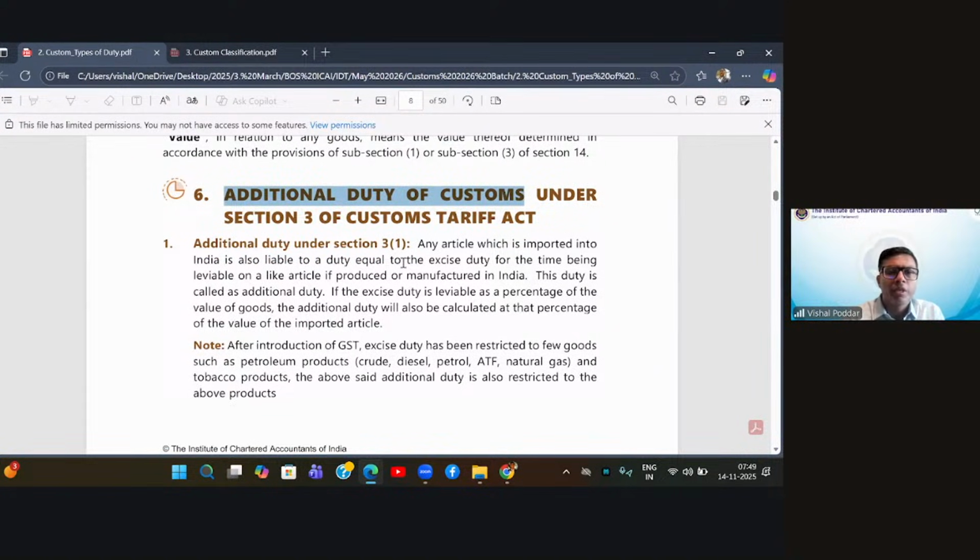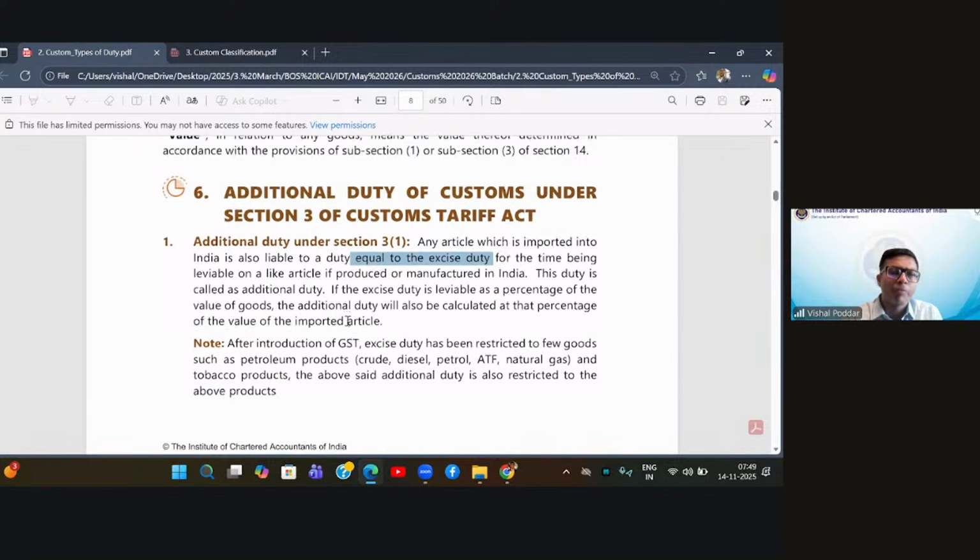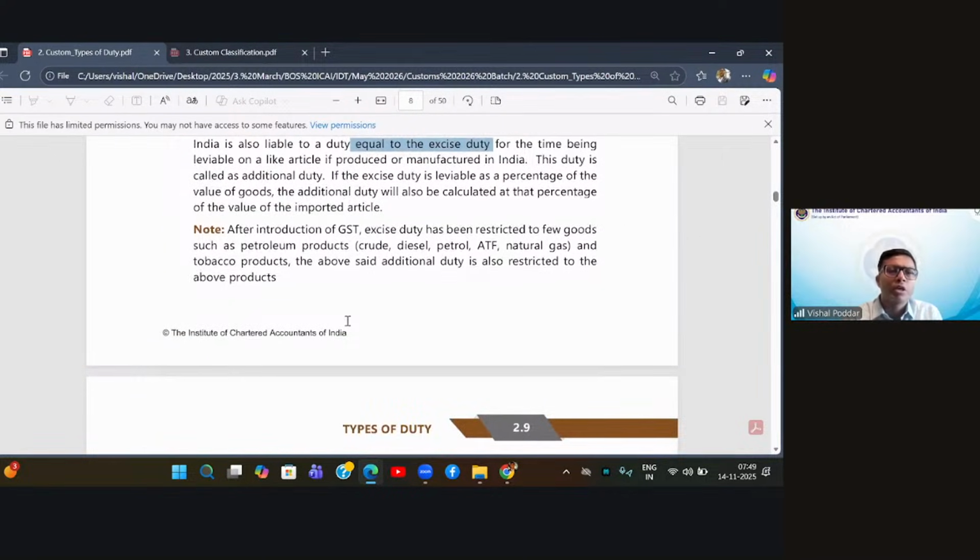So section 3.1 is the additional duty which is equal to the excise duty applicable in India. Now today we know, after the introduction of GST, only a few products are left for excise because others are merged into GST. What is not merged is still covered under the old taxes. So what is not merged? That is the petroleum products. So the five petroleum products and tobacco.